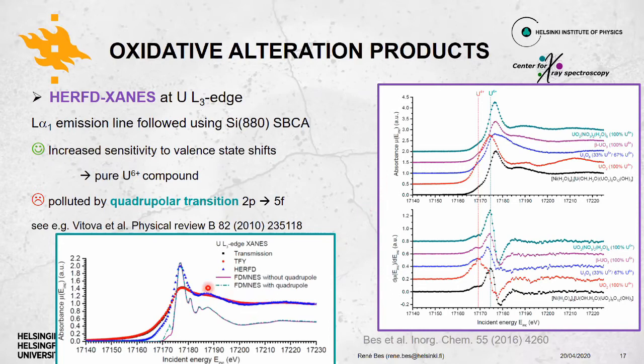HERFD-XAS. In our case, it was also present in that compound, because if you look at the calculations using the FDMNES code and the crystal structure deduced before using the XAS results and XRD, the quadrupolar transition is needed to allow better accuracy between the experiment in blue and the calculations of the XAS signal.